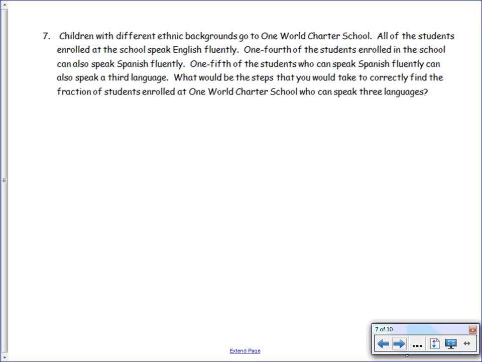Children with different ethnic backgrounds go to One World Charter School. All the students enrolled at the school speak English fluently. 1/4 of the students enrolled in the school can also speak Spanish fluently. 1/5 of the students who can speak Spanish fluently can also speak a third language. What would be the steps you would take to correctly find the fraction of students enrolled at One World Charter School who can speak 3 languages?